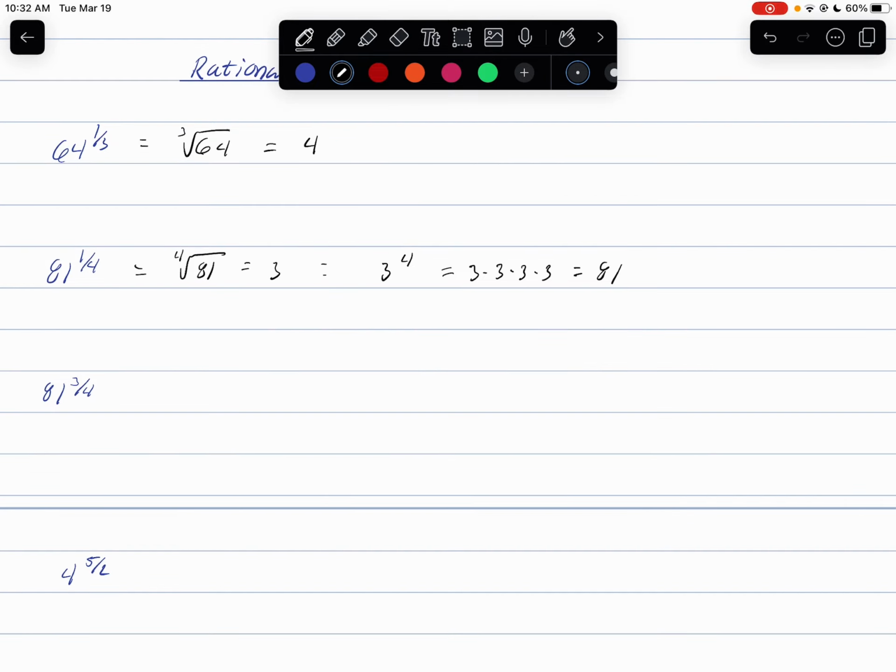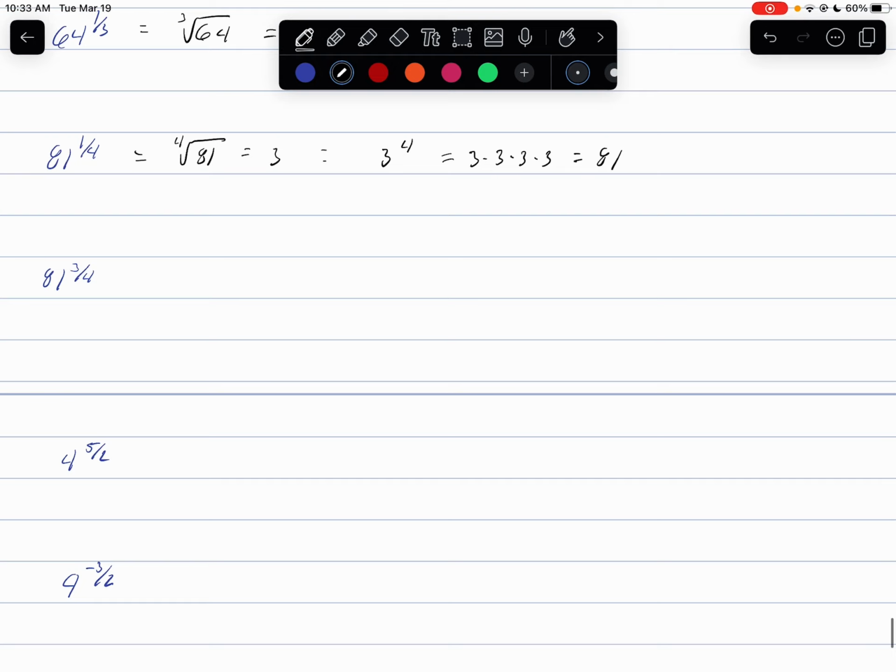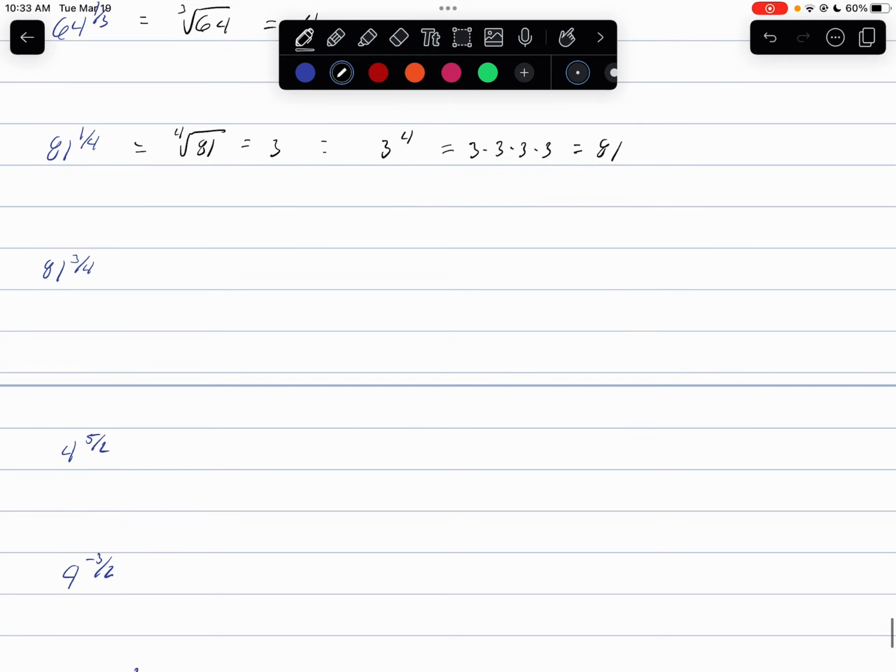But where things get a little bit more fun is when we don't have some number raised to the 1 over something. What happens when we have a similar situation here, 81, and we're raising it to the 3/4? What happens there? Okay, well, this is admittedly kind of interesting, right? You can definitely think of this as 81 to the 1/4 raised to the 3rd power.